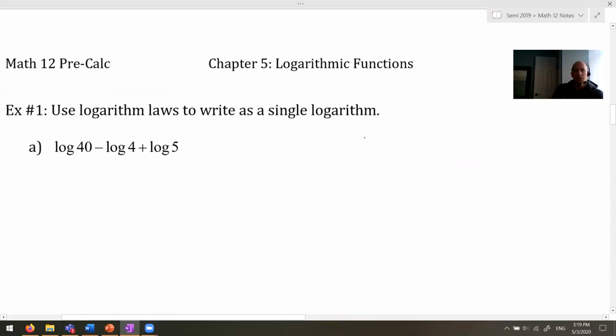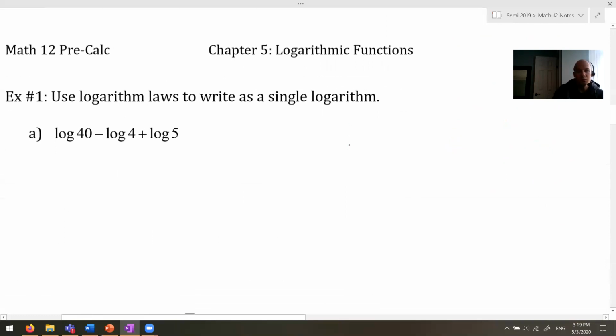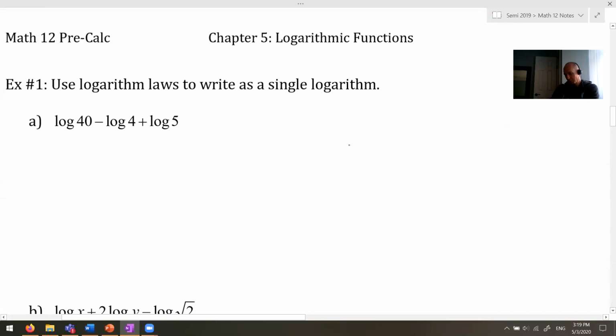Okay, so example 1 is to use logarithm laws to write as a single logarithm. So this is a pretty standard textbook question. This is not something you're going to do on a daily basis when you're shopping for bananas, but who knows, maybe. Okay, so what we do here, and now this question is picked very specifically because we've got a minus sign and we've got a plus sign, and I wanted to illustrate something that people screw up quite often. I'm going to show you the right way and the wrong way to do this.